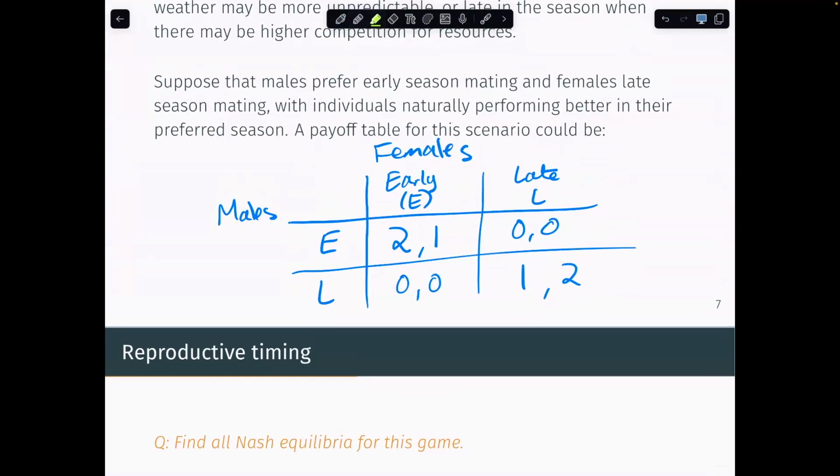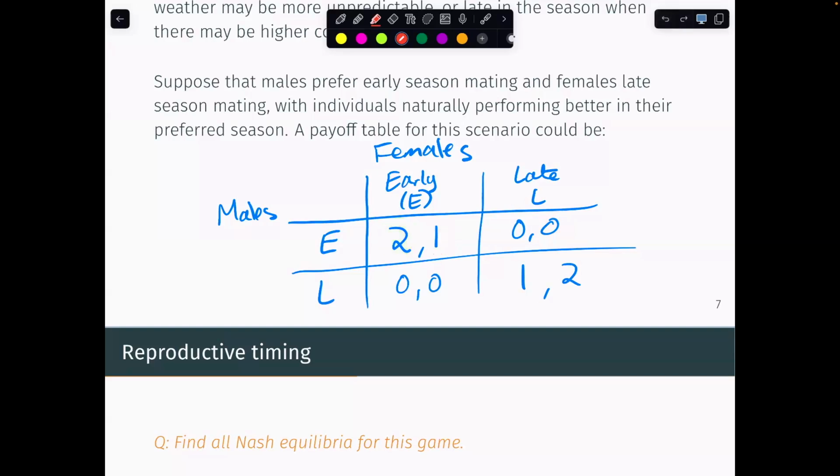Let's think about pure strategies to start with. Suppose I'm, as a male here, playing early and my payoff is 2. There's no advantage of me changing to late because I would reduce my payoff. For the female in this scenario, her payoff would be 1. If she changed to late season, her payoff would be 0. Therefore, this is a Nash equilibrium, early, because either of us changing our strategy would reduce our payoff.